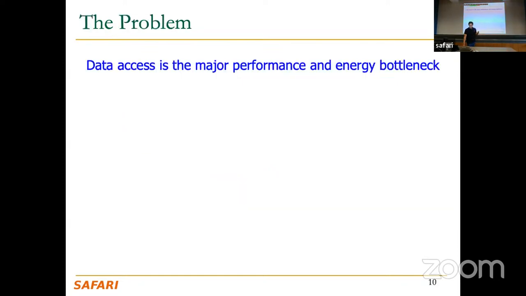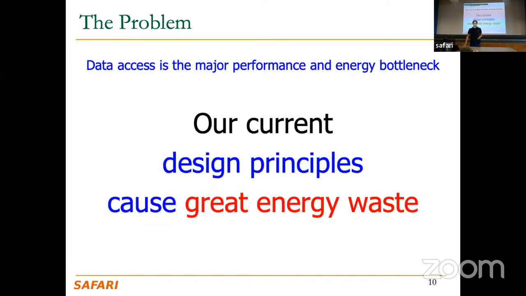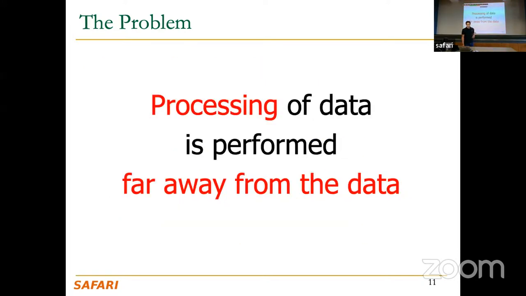The problem, as you already know, is the data access, or the data movement. That's the major performance and energy bottleneck. And it turns out that the current design principles in computing systems cause a great energy waste and also a great performance loss. The key reason for that is that processing is performed far away from where the data usually resides, in memory and in storage.